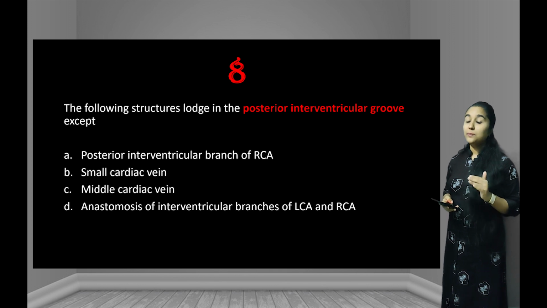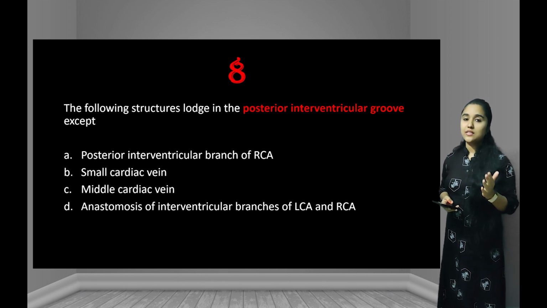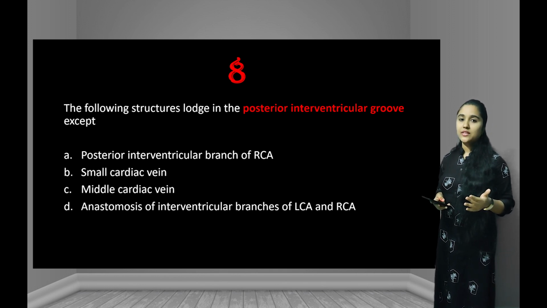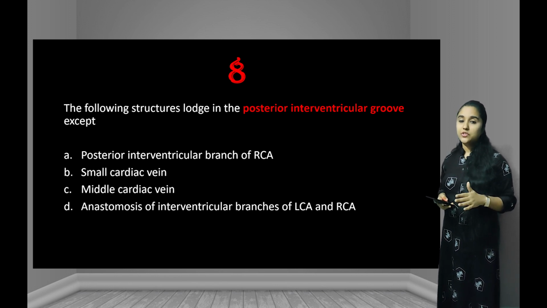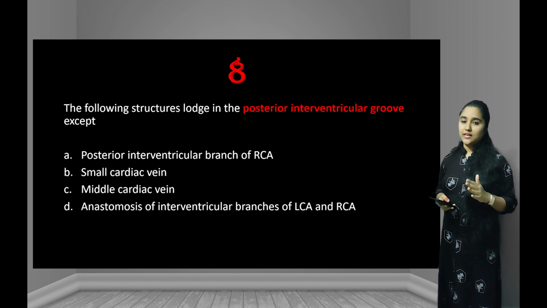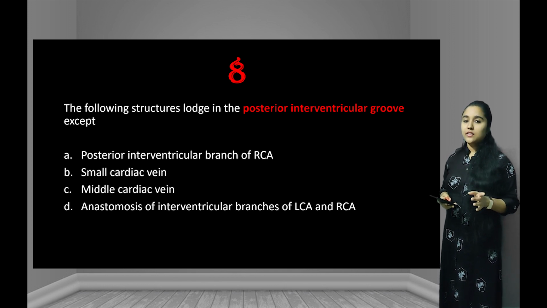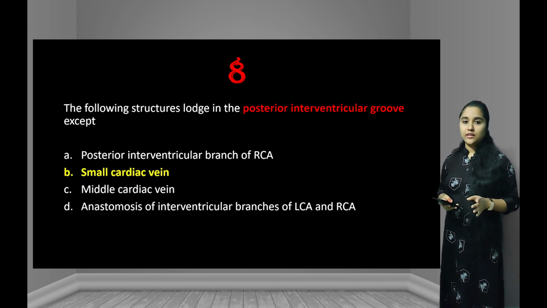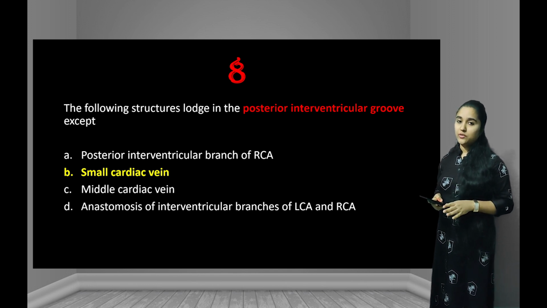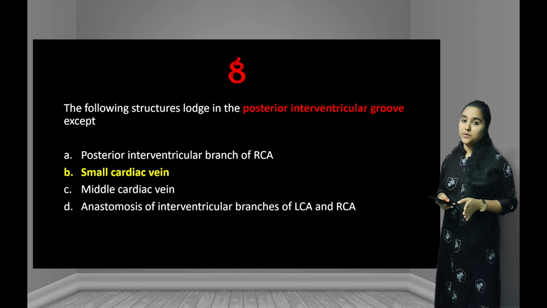Then you have got the middle cardiac vein that I have discussed in the previous question. Then anastomosis of the interventricular branches of the right and left coronary artery. So here only the small cardiac vein doesn't pass through this. It passes through the right atrioventricular groove. So the answer to this question is option B, that is the small cardiac vein.